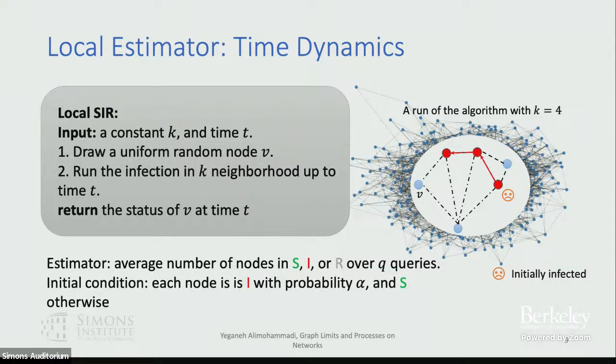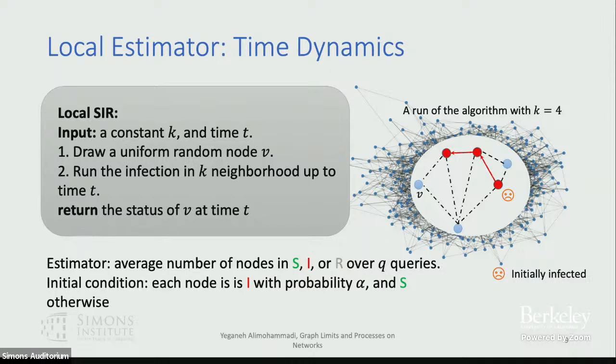And I can make a few different queries to the network. Each time I get one of the three SIR possibilities. Then one sort of estimator is that I take the average: what fraction of nodes that I saw were in S, what fraction were in I, what fraction were in R. That's the estimator, basically. So it's, I guess, a very simple way of estimating SIR with only local information.